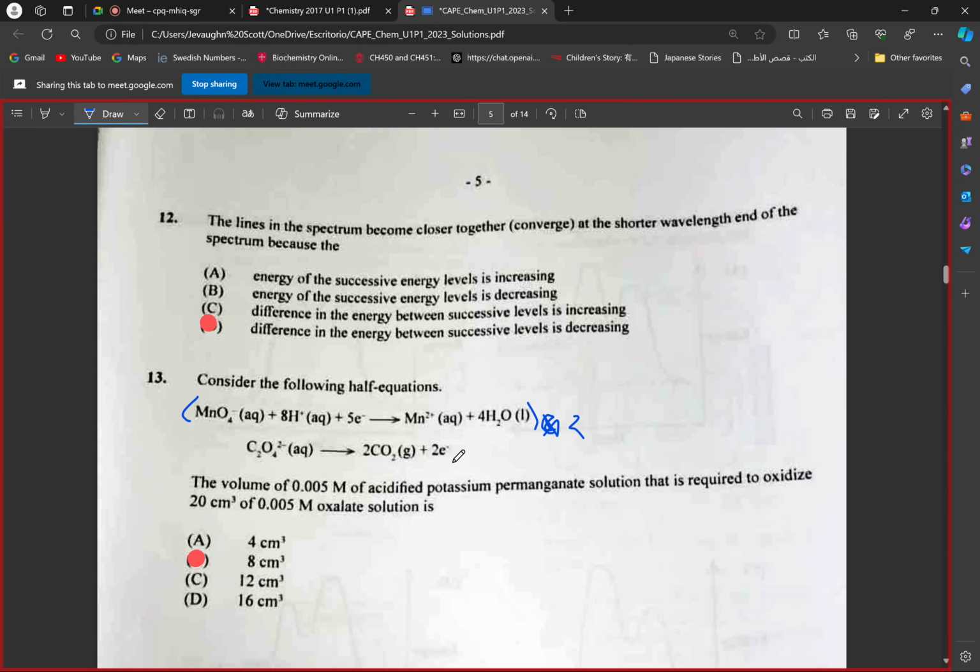So we're looking at acidified potassium permanganate. We're looking at permanganate, and we're looking at oxalates specifically, right? So permanganate would be 2 and oxalate would be 5, right? So if the volume of oxalate required is 20, what are we going to do to the 20?